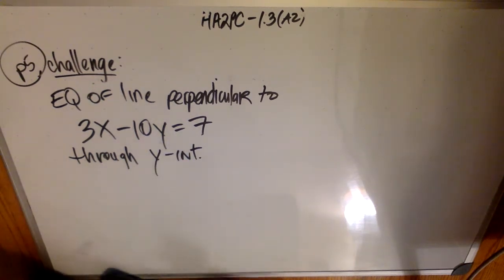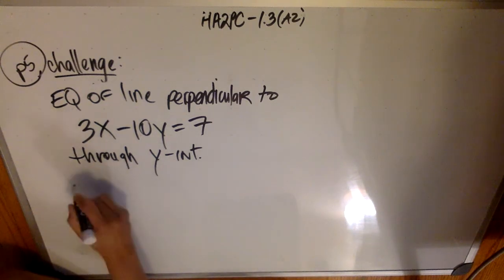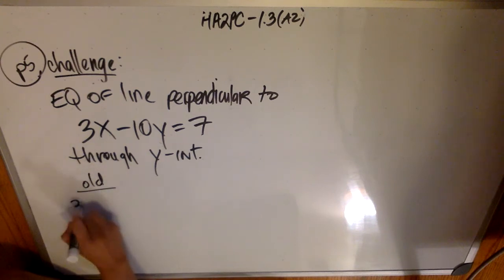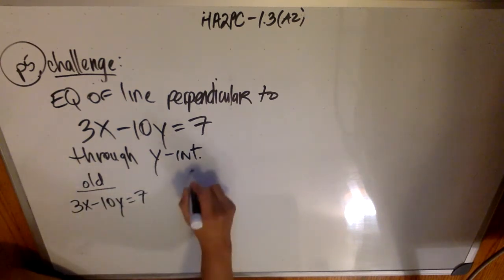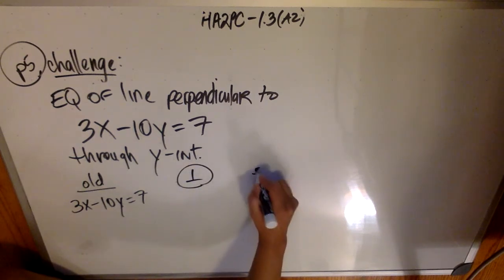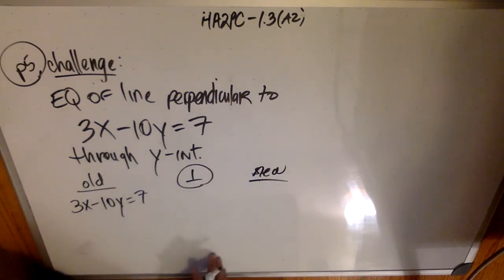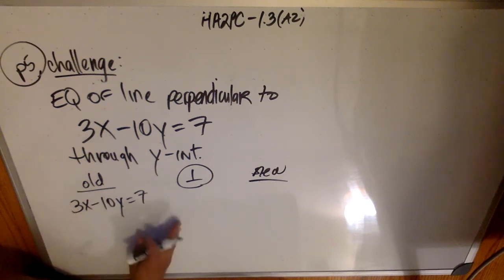Okay, cool. So, you can pause me if you want. So, we're going to do the equation of the line perpendicular to 3x minus 10y equals 7 through the y-intercept, okay? So, if you pause me, great. I'm going to go ahead and walk through it. So, here's what I know about the old line. I know the old line is 3x minus 10y equals 7, right? So, I know that we're perpendicular. So my new line, I can find that slope by doing opposite reciprocal, right? So first thing I'm going to do is find the slope here.